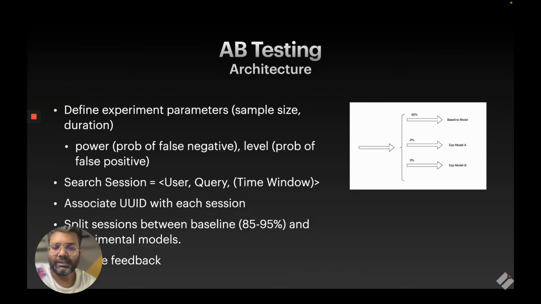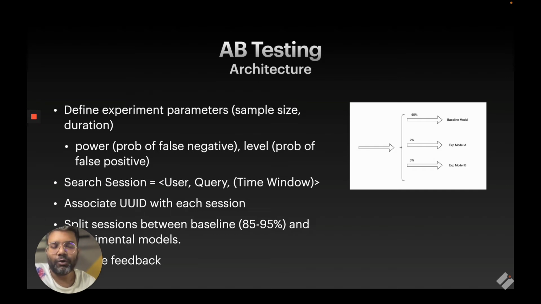So you define some sort of a search session, right, and then you associate UUIDs with each of these sessions to be able to mark them individually, and you split them up. And once you have presented these users with results from model A and model B, you would continue gathering the downstream analytics of how the user is interacting with those search results or those recommendation results or any other results that we are serving them, right?